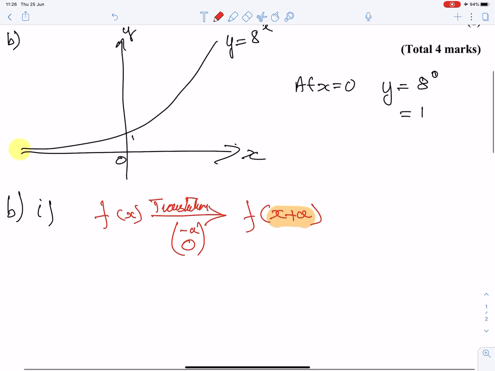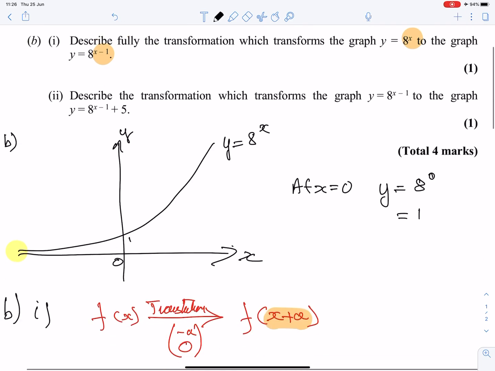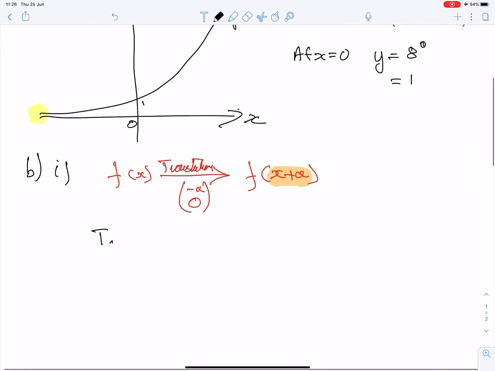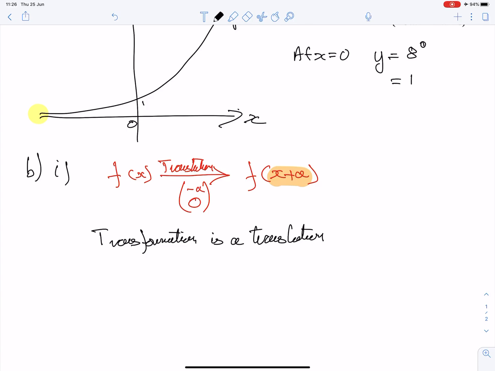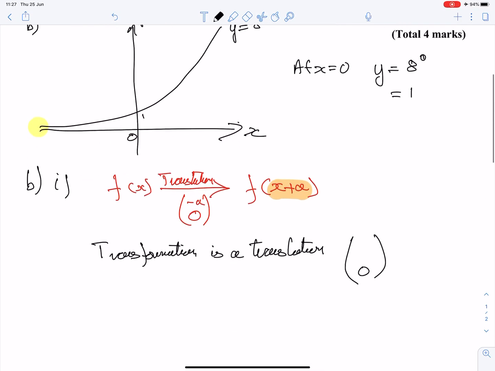So in this particular case then, the transformation is a translation vector 0 in the y direction. Now we would be taking off 1, minus 1, and minus 1 is plus 1.